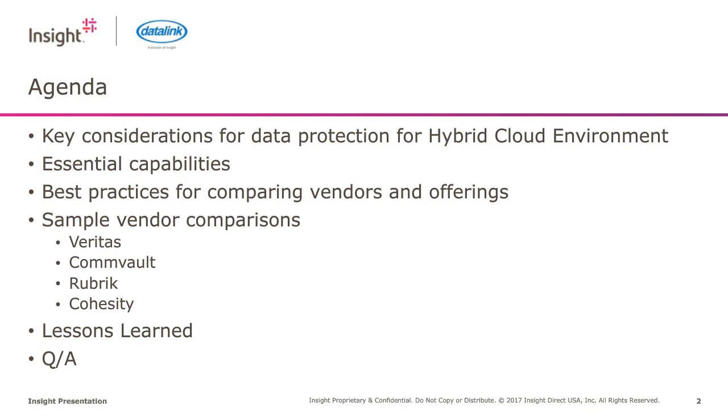So as far as an agenda for today: key considerations for data protection for a hybrid cloud environment, some essential capabilities that we feel you should look for, and best practices when comparing these vendors and their offerings. We're going to go through some sample vendor comparisons today. We'll touch on Veritas, Commvault, Rubrik, and Cohesity. And then a lessons learned and Q&A session, and we'll open it up to questions at the end. Again, as Amanda mentioned, feel free to submit questions as we go through this. We'll be monitoring the Q&A panel.